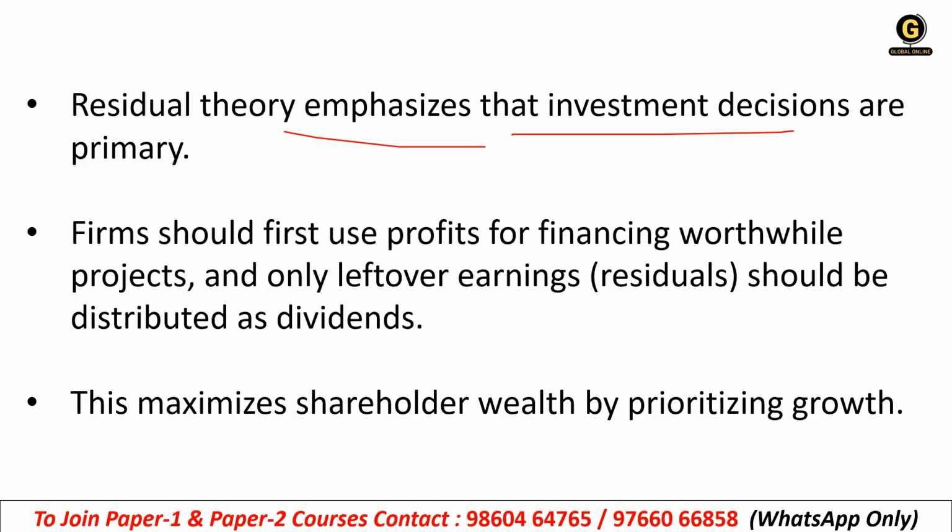Firms should first use profit for financing worthwhile projects, and only leftover earning, residual earning, should be distributed as a dividend. Okay, whatever remains, what will we do with it afterwards? We will distribute it as a dividend. This maximizes shareholder wealth by prioritizing growth.